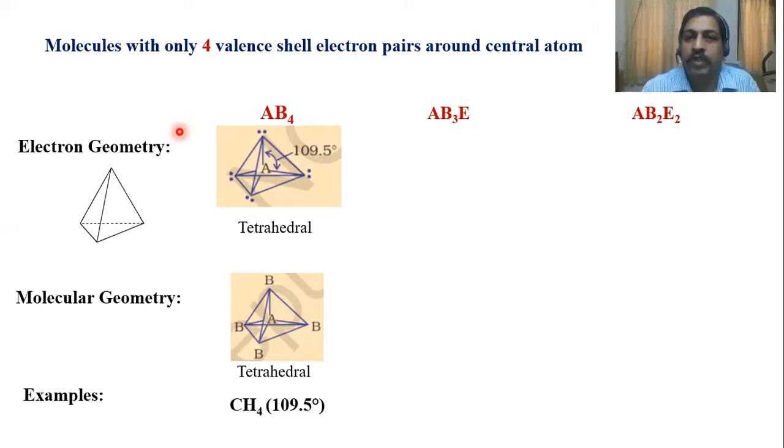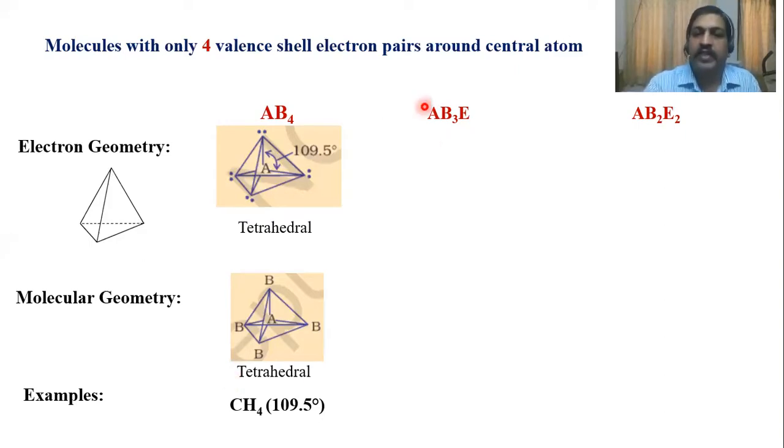So in AB4 type molecule, all the 4 electron pairs are bond electron pairs, and there is no lone electron pair. Now, molecular geometry is the arrangement of atoms in the molecule, which depends on the arrangement of bonds or bond electron pairs. So for AB4 type molecule, molecular geometry is same as electron geometry. It is tetrahedral. Methane is an AB4 type of molecule, and it is having tetrahedral geometry with a bond angle of 109.5 degrees. Now let us look at AB3E type of molecule.